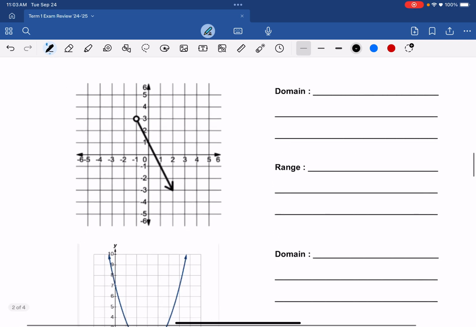All right, so domain, again, is left to right. So I go to my furthest left point, follow it to the x-axis, and it's at -1. Inequalities face the same way. But then I go to my furthest right point, and it's an arrow. So anytime it's an arrow, that means it's going to go in that direction for infinity. It never stops.